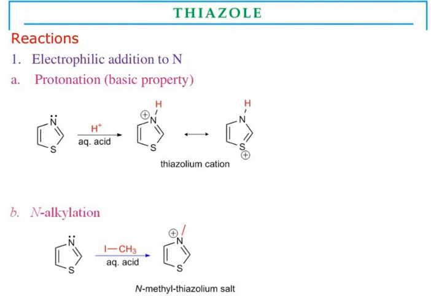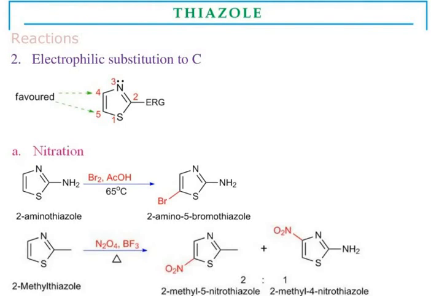In alkylations, electrophilic substitution to carbon. Now you have the fourth and fifth favorite positions. Electron releasing groups add at position 2 if they are there. So nitration: you can see 2-bromo, and you can see the nitration of the 2-product if you have a different substrate like 2-methylthiazole. So 2-methyl-5-nitrothiazole and 2-methyl-4-nitrothiazole.